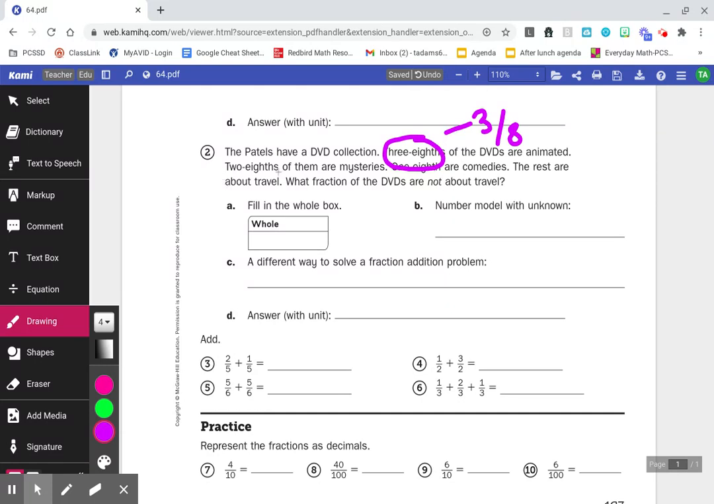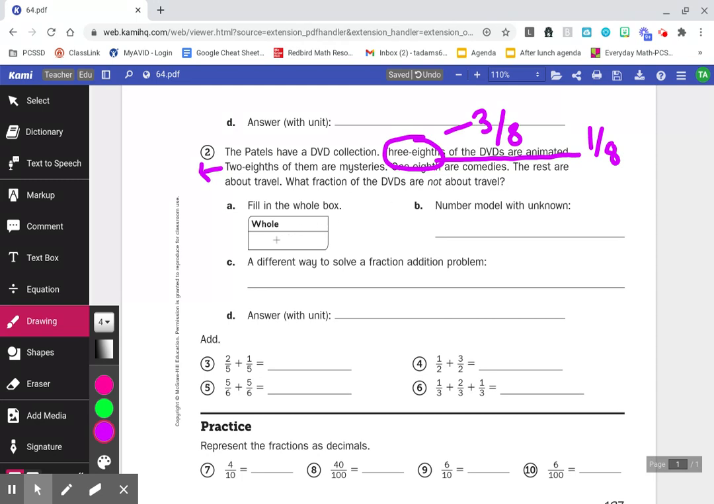2/8 are mysteries. Write that fraction. What does it look like? 1/8 are comedies. What does that look like? Now, I only wrote what it looks like for 2. Don't forget, you need to write what 2/8 looks like so it's not confusing. The rest are about travel. What fraction of the DVDs are not about travel?